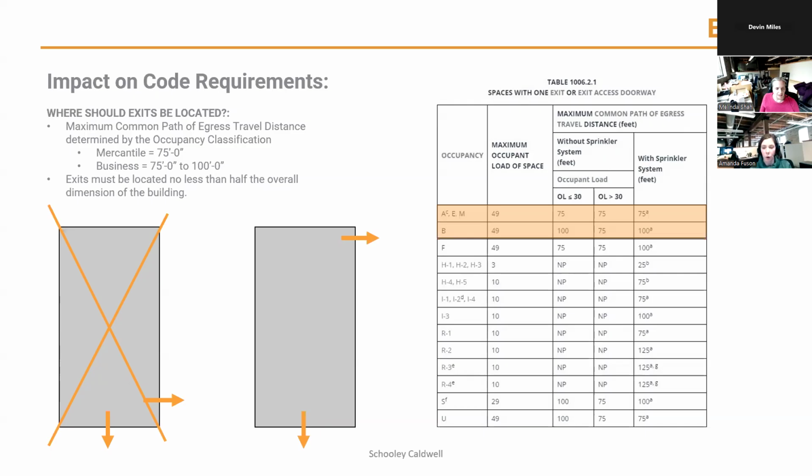So they're actually required to be located no less than half the overall dimension of the building apart. And that's what you see on the diagram on the right, is that I have 2 exits determined by my occupant load, and they are the appropriate distance apart to ensure that if one is compromised, people can still get to the next.